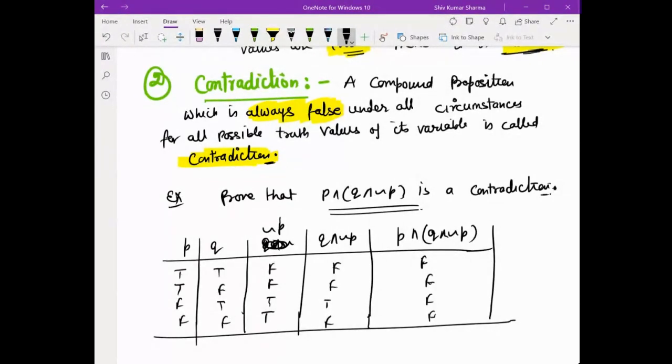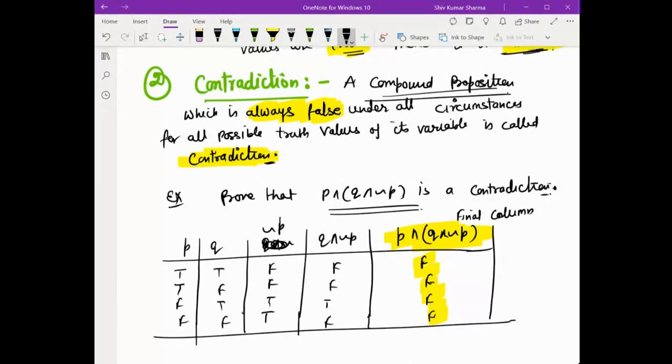So this is known as the contradiction. This is the final column. Remember, this is the final column, where you write the complete compound proposition. Having all the values false, it is known as a contradiction. And the third definition is related to contingency.